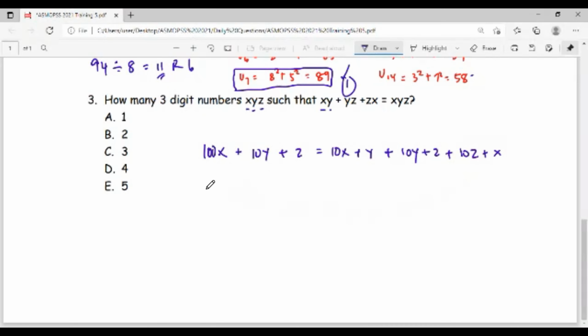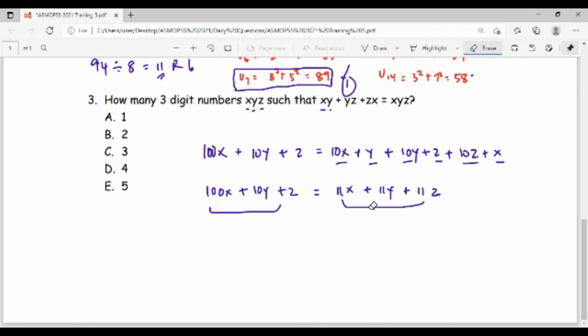Then we can simplify this mathematical sentence into, we have got 11x, 11y, and also 11z. So 11x plus 11y plus 11z. To simplify this equation, we have to find the difference. So from the left-hand side of the equal sign here and the right-hand side here, let's find the difference.